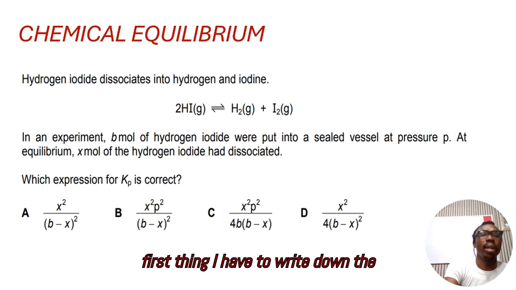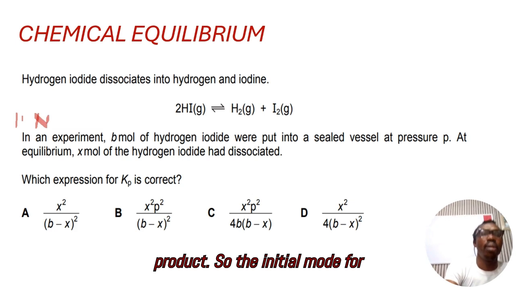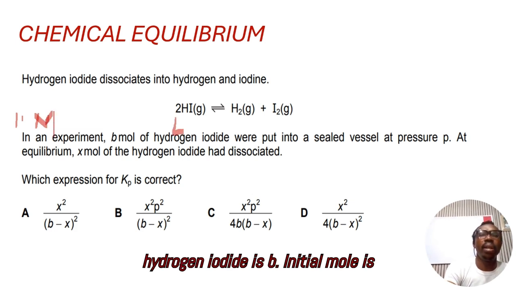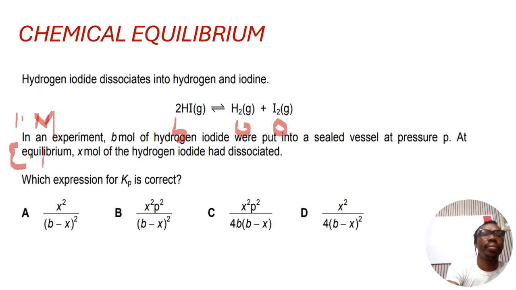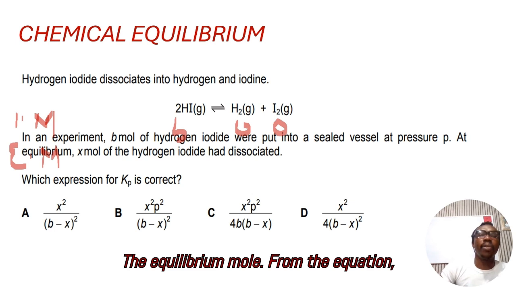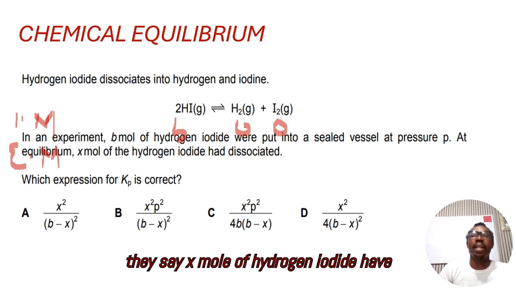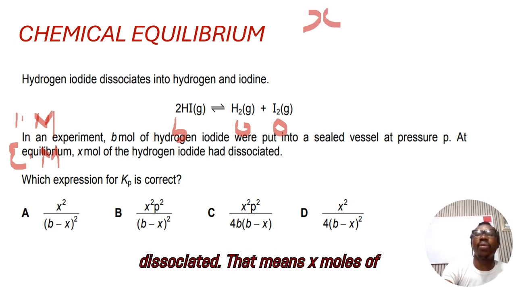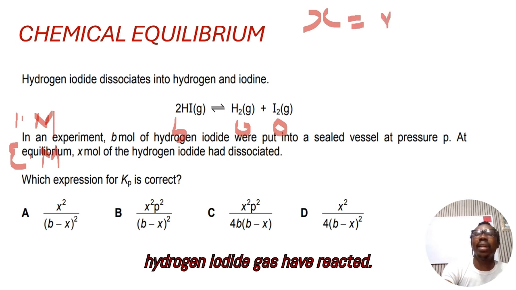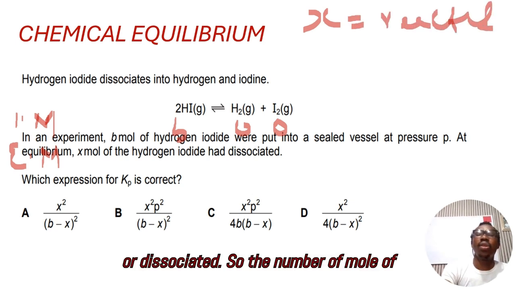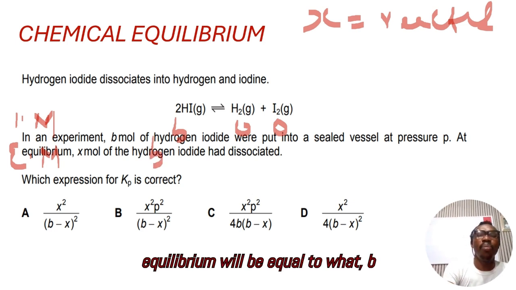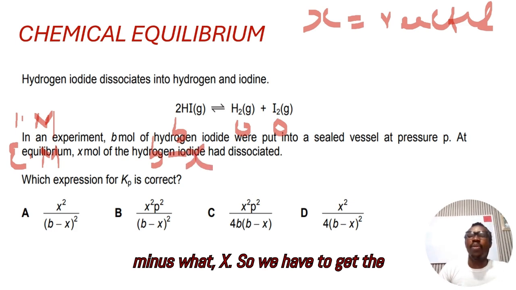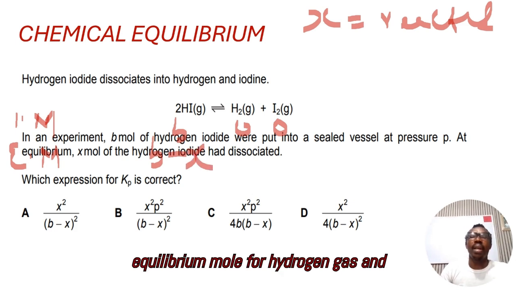Now, the first thing, I have to write down the initial moles for the reactant and the product. So the initial mole for hydrogen iodide is B. Initial mole here is 0, 0. Then let's get the equilibrium mole. They say X mole of hydrogen iodide had dissociated. That means X moles of hydrogen iodide gas reacted or dissociated. So the number of moles of hydrogen iodide left at equilibrium will be equal to B minus X. So we have to get the equilibrium mole for hydrogen gas and iodine gas.